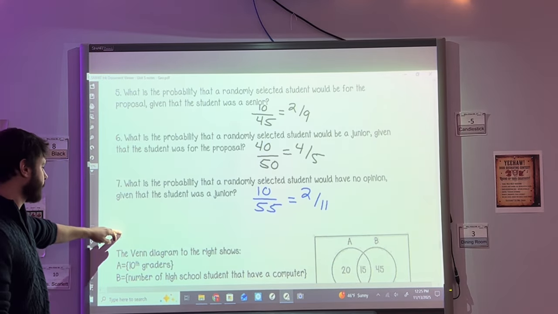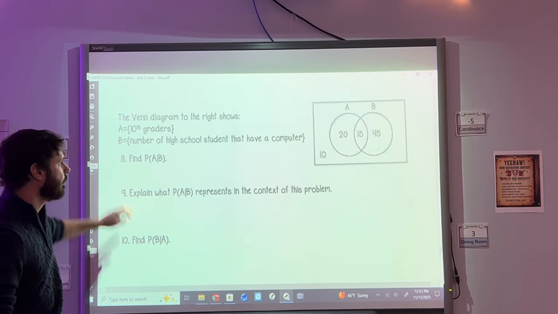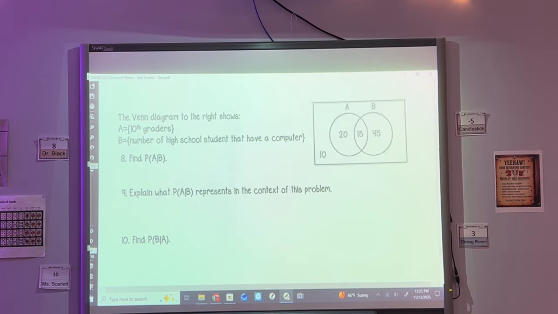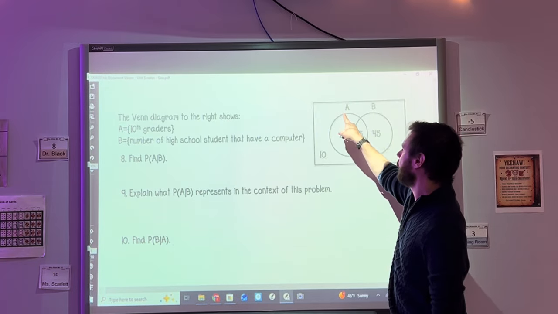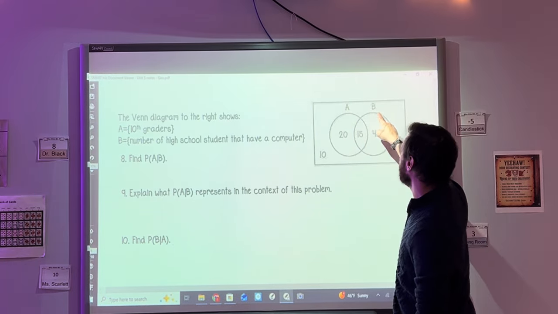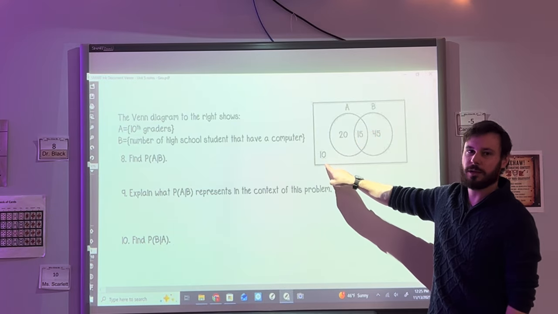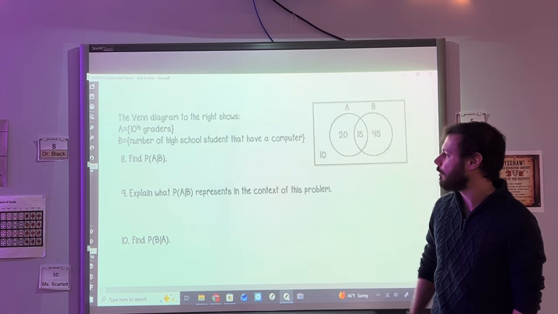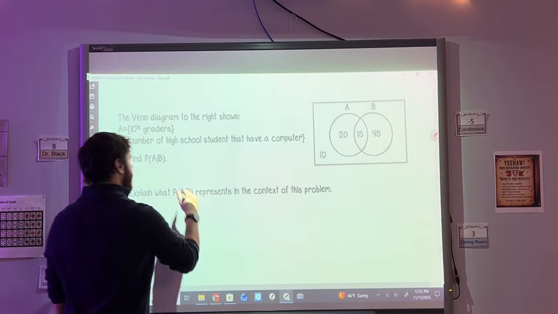All right. And lastly, we have a Venn diagram. It shows some 10th graders. It shows the number of high school students that have a computer. So either you are a 10th grader and you are here, or you have a computer and you're here, and this number represents kids who are not 10th graders and don't have computers. Find the probability of A given B.